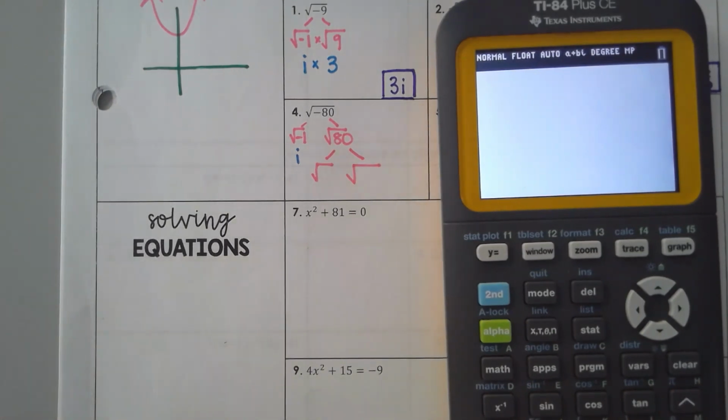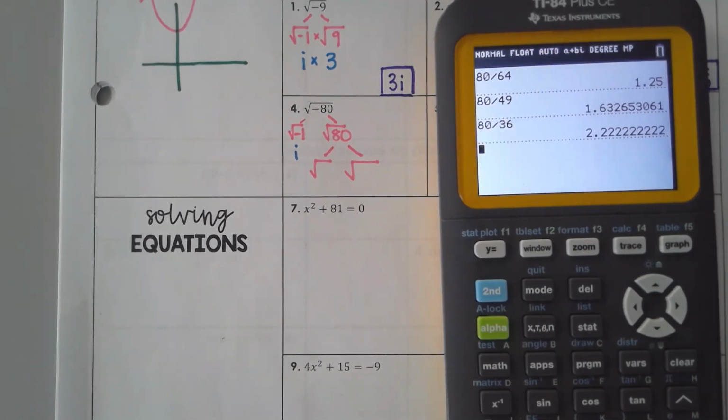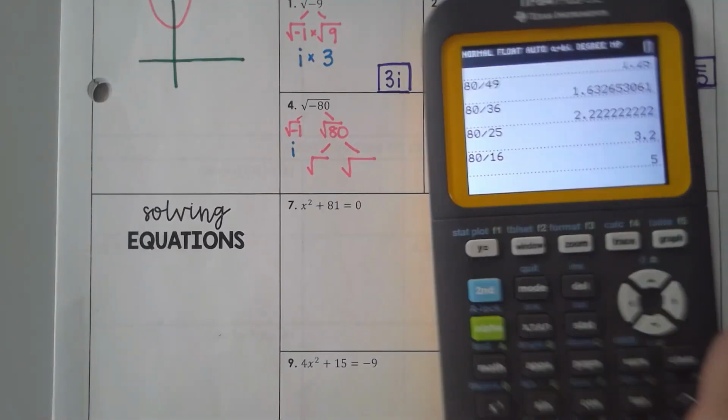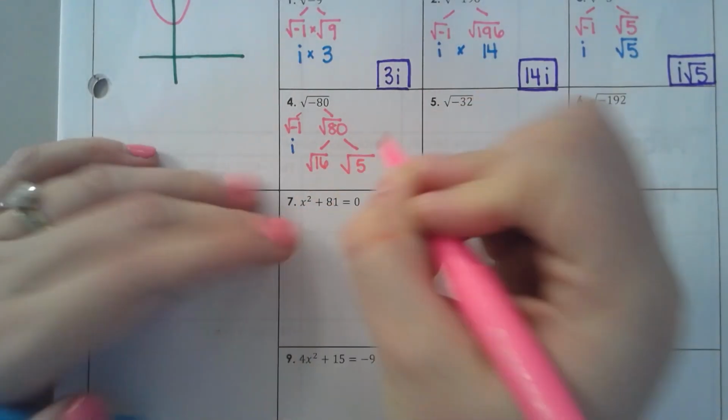So I'm going to do 80 divided by 64. We're taking the perfect squares, that's the right column. 80 divided by 49. No. Keep going up, 80 divided by 36. 80 divided by 25. 80 divided by 16. That gives me a whole number, so that's the one I'm going to use. 16 and 5.